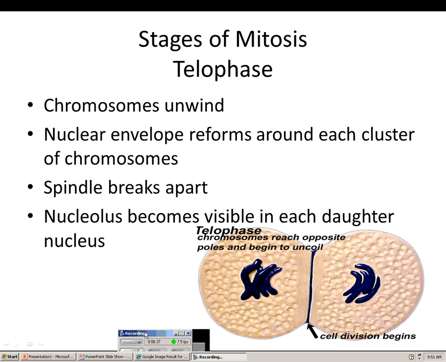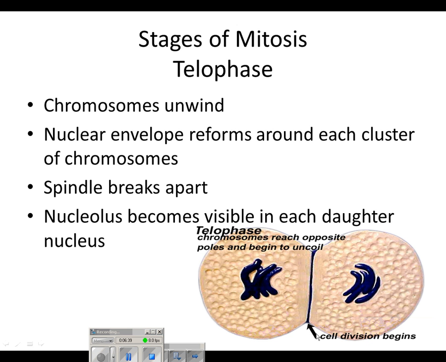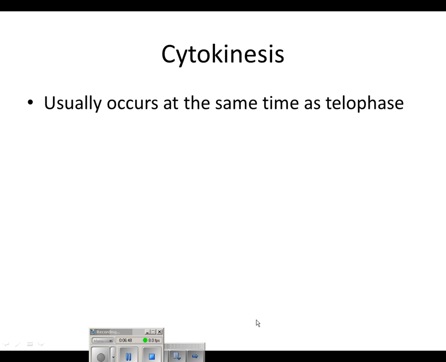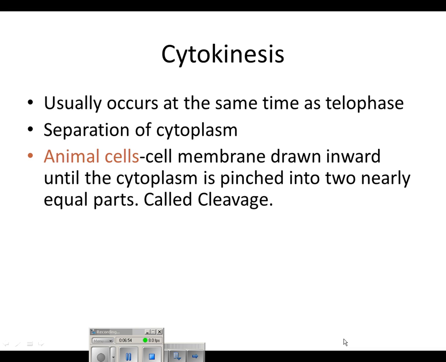But we have one more stage that we have to look at because we have two nuclei and they're still attached. Well, cytokinesis actually happens at the same time as telophase. Now, think of cytoplasm. It is the separation of the cytoplasm. In animal cells, the cell membrane is actually going to be drawn inward until the cytoplasm is pinched into two nearly equal parts, and this process is called cleavage.